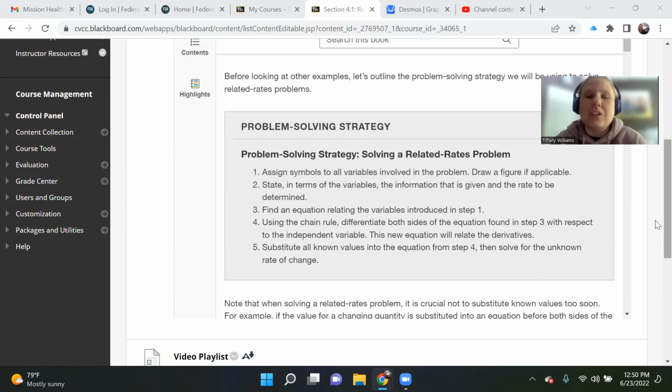Number three, find an equation relating the variables introduced in step one. Number four, using the chain rule. We spent last chapter going over the chain rule and how that works. We also spent last chapter looking at implicit differentiation, which we will be using for this chapter. So using the chain rule, differentiate both sides of the equation found in step 3 with respect to the independent variable. This new equation will relate the derivatives. And then number 5, substitute all known values into the equation from step 4, then solve for the unknown rate of change. Guys, this process is going to make more sense when we actually get into the word problems.